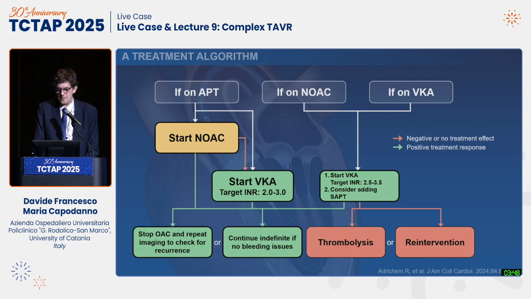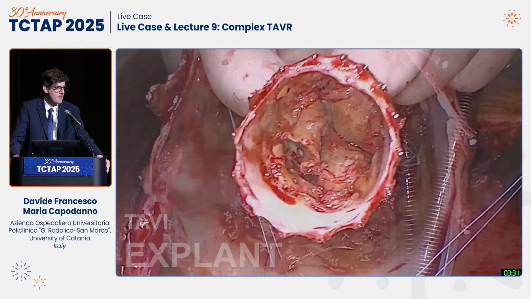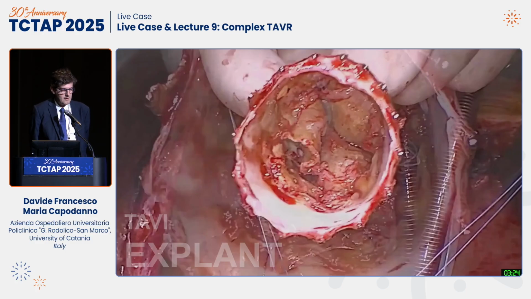Of course, these strategies may fail at one point in time, and then we are left only with thrombolysis or with reintervention. And of course, reintervention is not a piece of cake in these elderly frail patients who have been denied surgery at the time of the first valve. So obviously now it's a kind of bailout solution, and it can be even worse, with high mortality rates. Although in expert hands, of course, there are also series that show that this is feasible, complex, but in some patients, this is simply what you can offer, so the explant of the TAVI.